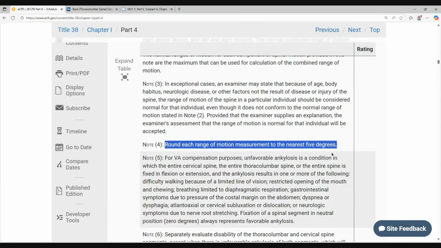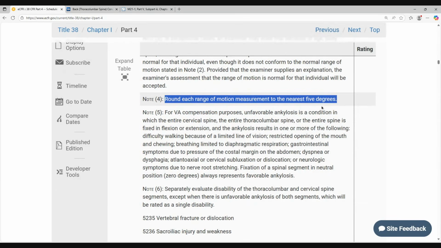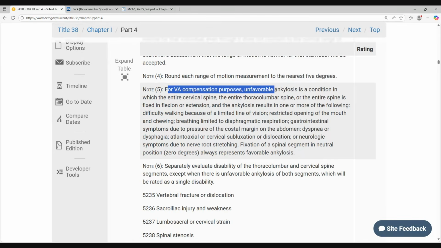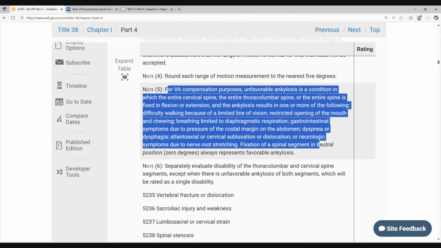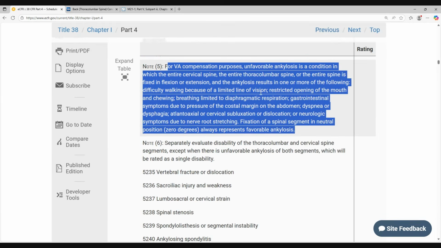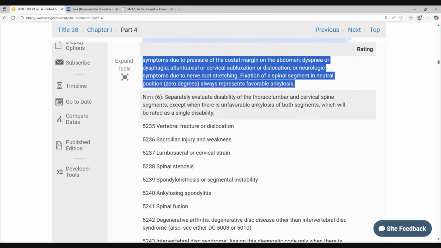This is just for us: round each degree to the nearest 5 degrees. Not really impactful too much. Maybe if you're on the cusp of going from 10 to 20% and they didn't round up, then sure. For VA compensation purposes, unfavorable ankylosis is a condition. Okay, this is just basically defining what unfavorable ankylosis is and what favorable ankylosis is. This is good to know. I mean, it honestly is. It's good to educate yourself.